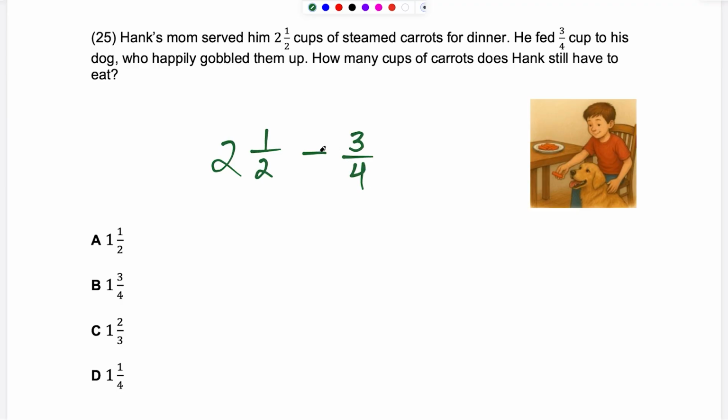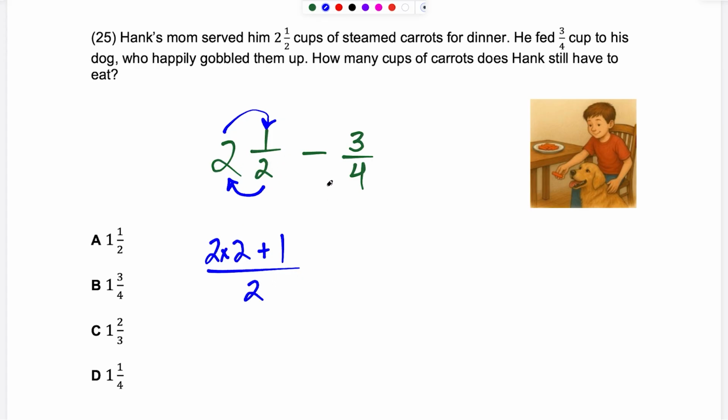And for this one, we are subtracting a fraction from a mixed number. So one way we could handle this is we could turn the mixed number into an improper fraction and then find common denominators. So to turn a mixed number into an improper fraction, what we do is first we multiply the denominator by the whole number. So we're doing 2 times 2. And then we add the numerator to this product. And we divide by the original denominator, which in this case is 2.